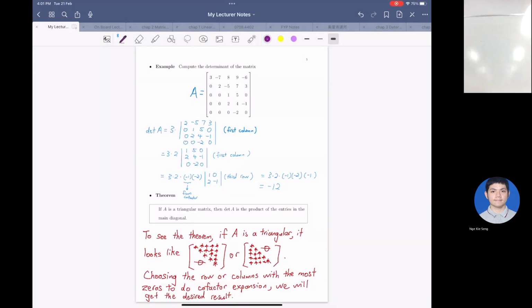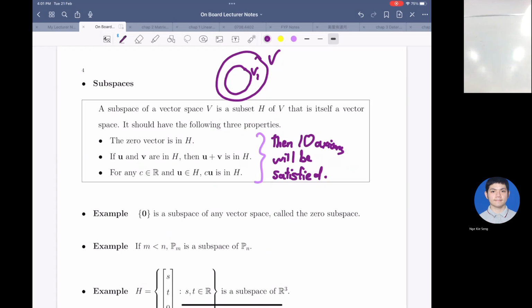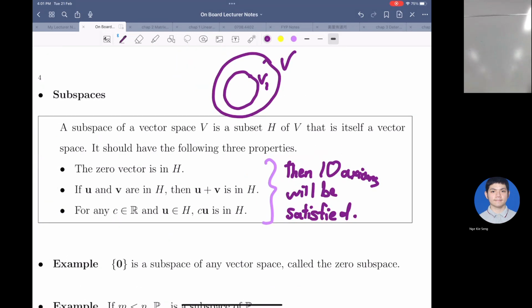Where did we stop just now? Okay, we start with subspace. Since we talk about subspace, we need to have examples of subspace, right? If no example, we are like talking on air.